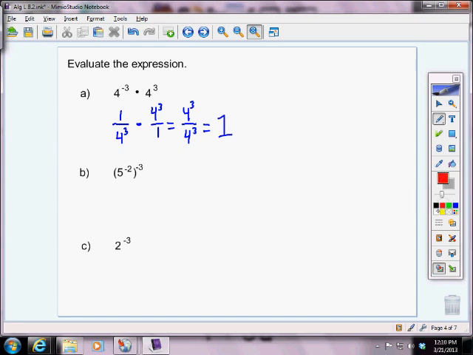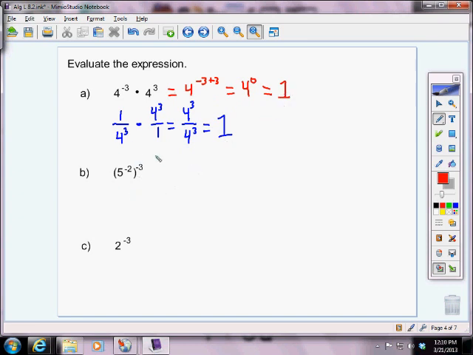Now let me show you another way to do this. If you remember, if it's the same base being multiplied, we can add the exponents. We can go 4 to the negative third plus 3, which would be 4 to the 0, and remember, anything to the 0 power equals 1. So there's two different ways of doing it, but you get your answer of 1 either way.